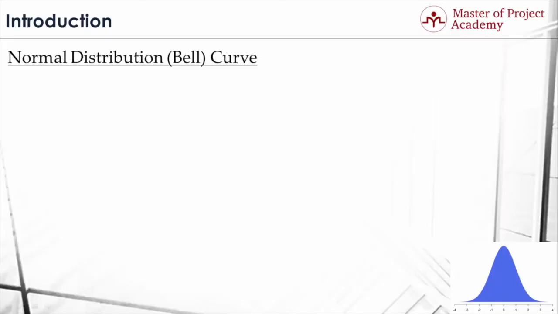Normal distribution, or bell curve. The term normal distribution curve, or bell curve, is used to describe the mathematical concept called normal distribution, sometimes referred to as Gaussian distribution. It refers to the shape that is created when a line is plotted using the data points for an item that meets the criteria of normal distribution.